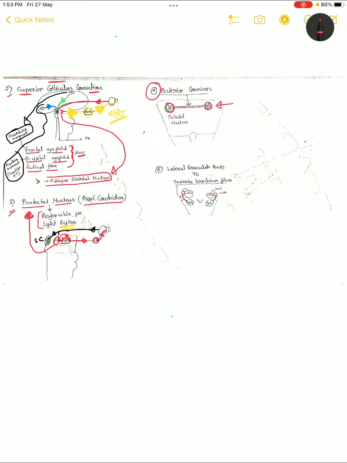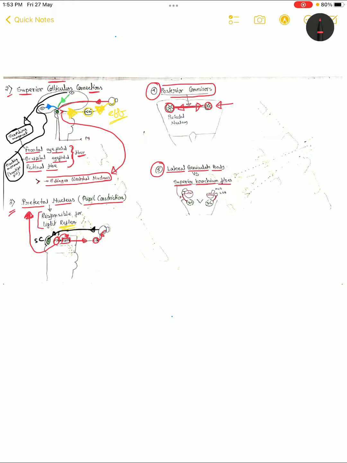So this connection is known as posterior commissure. Important, posterior commissure, where located and what is the function? It's definitely the connection between two pretectal nuclei. Let's focus on the fifth. Here we have lateral geniculate body, and we will see what the superior brachium fiber is.